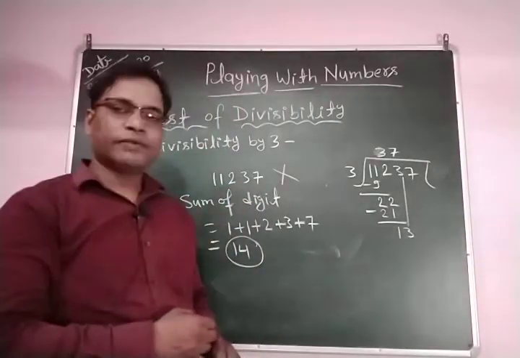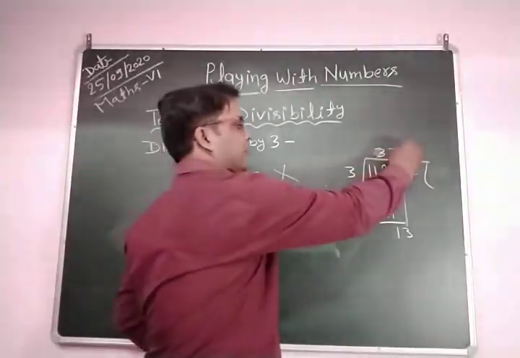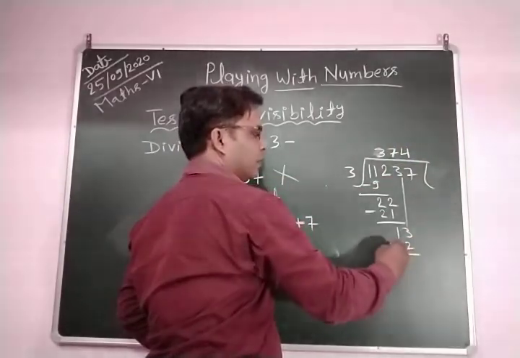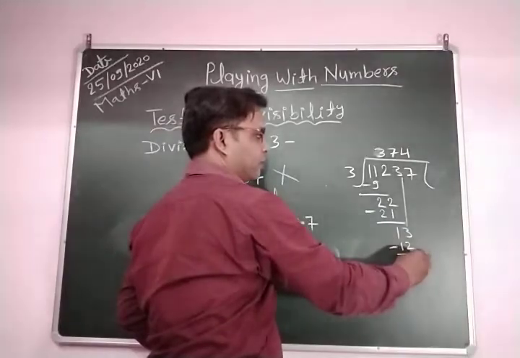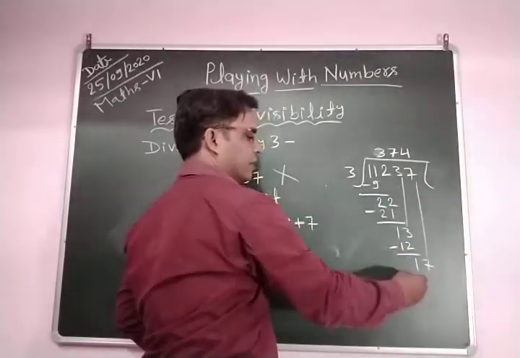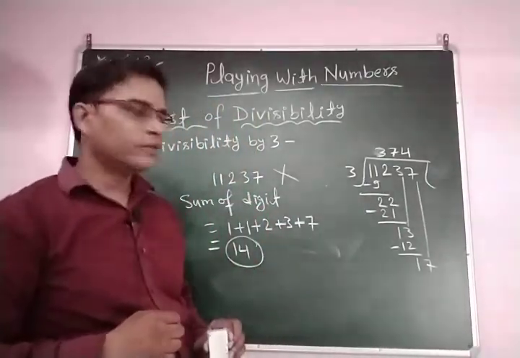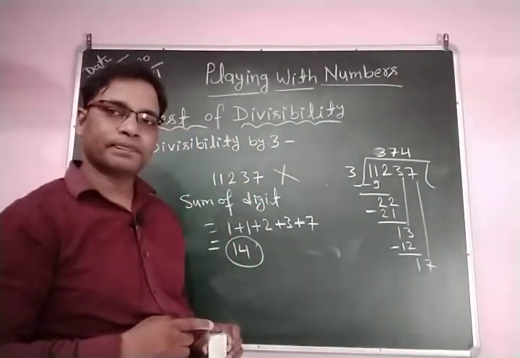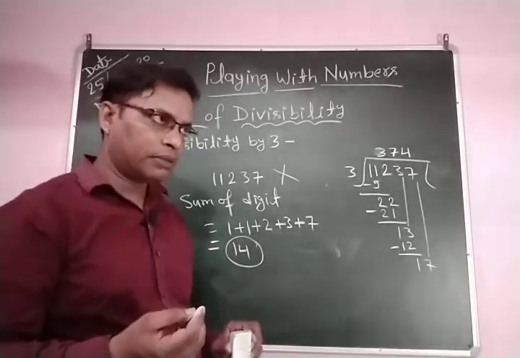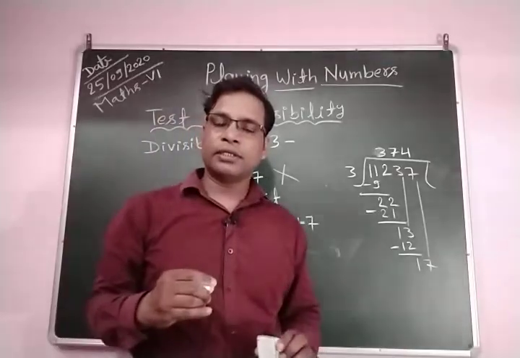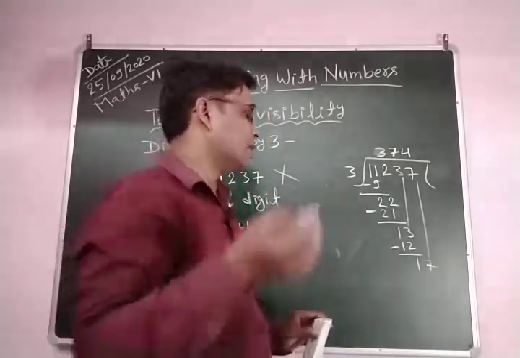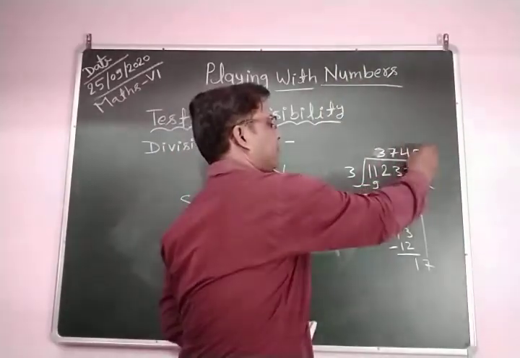Again, 3 fours are 12. Here we write 4 as a quotient and write 12, and subtract them. Again we find 1 and bring down this 7. This becomes 17. You know very well that 3 fives are 15, and 3 sixes are 18. 15 is less than 17 and 18 is greater than 17.